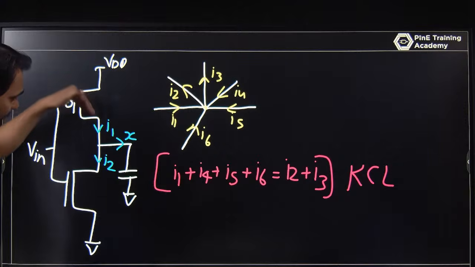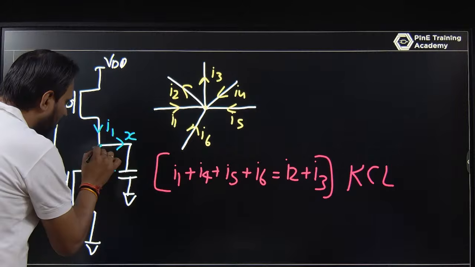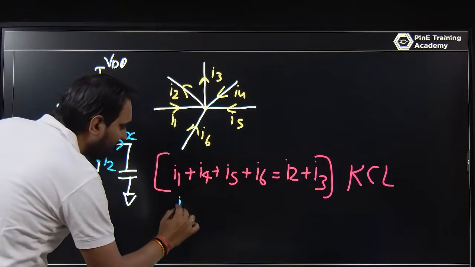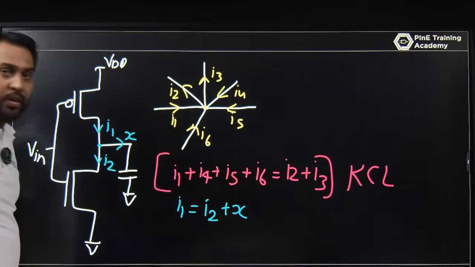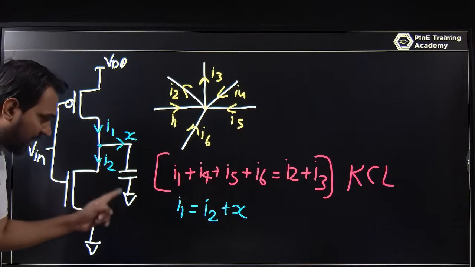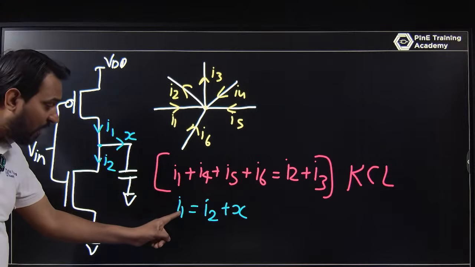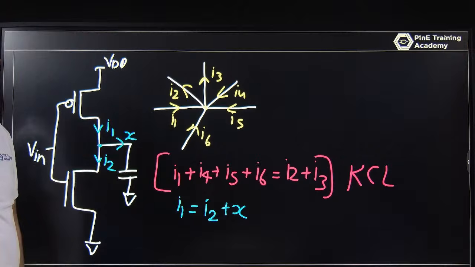So if I1, I2 and I3 are in this way, at this node what is happening? The I1 current is entering, I2 plus Ix is leaving. So in this way you can explain how the capacitor is charging and how the capacitor is discharging. If I1 is greater than I2, then Ix has some current.